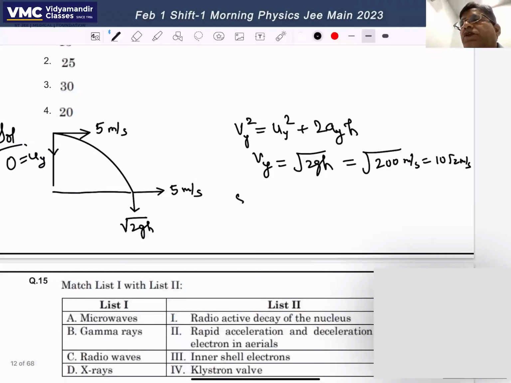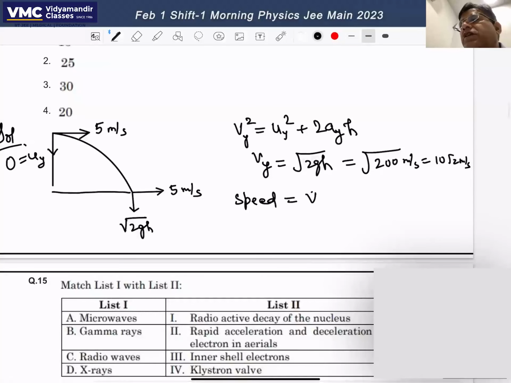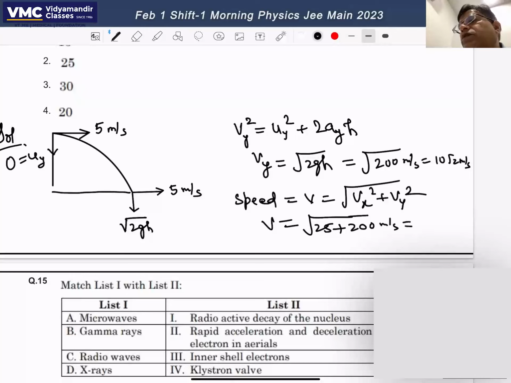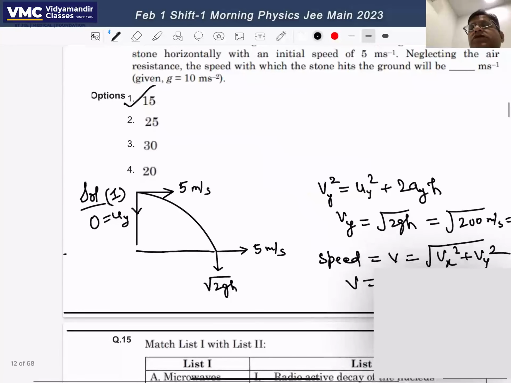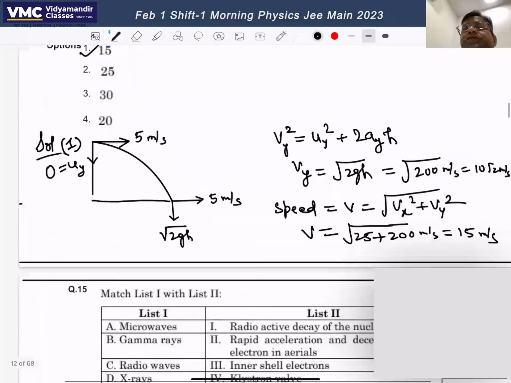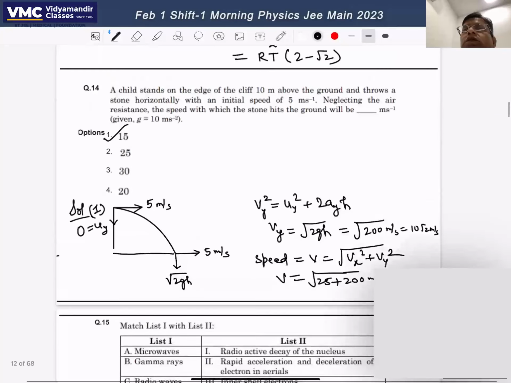Now the speed of the particle will be given as v, which is the resultant of the x component and y component of the velocity. So this speed v will be the root of Vx square, that means 25, plus Vy square, that is 200, and it comes out 15 meters per second. So option 1 is correct. So for this, option 1 is correct. Question number 14.